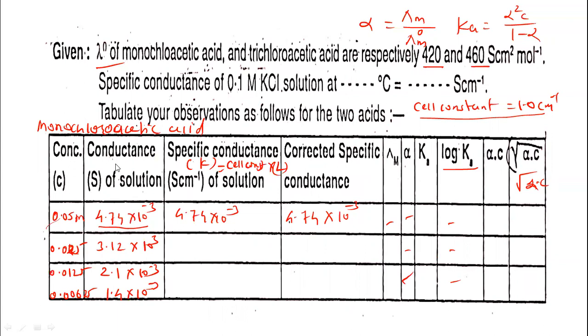Then the same process can be used for trichloroacetic acid, and we have to measure the conductance of trichloroacetic acid for these 4 concentrations, and show all the calculations systematically in the same way as for the monochloroacetic acid. Only we have to change this lambda 0 value, that is 460, which is given for trichloroacetic acid. So in this way, in this experiment we can determine the dissociation constant value for monochloroacetic acid and trichloroacetic acid.